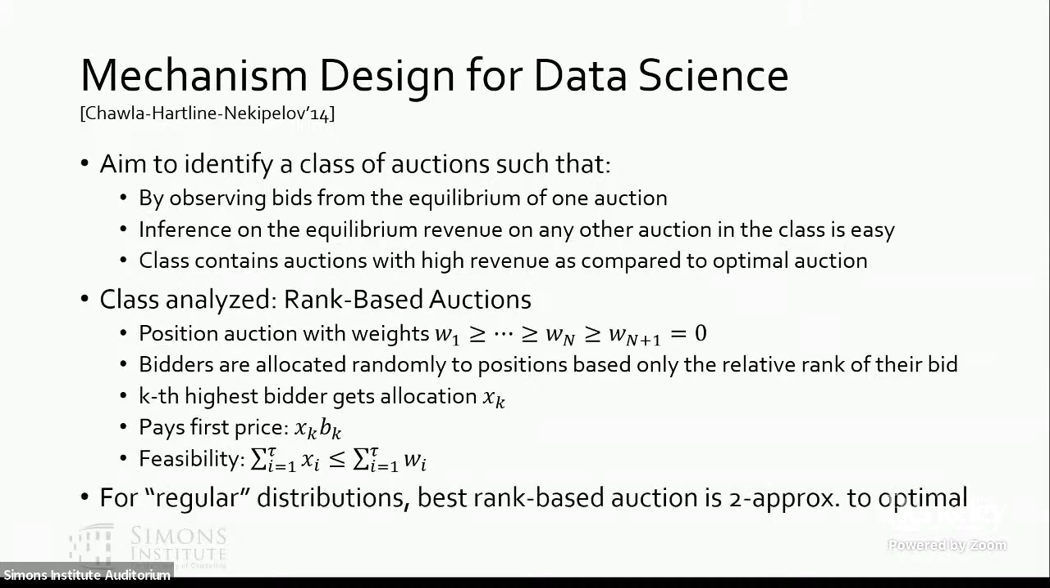And it is known that for regular distributions, the best such rank-based auction is a two-approximation to the optimal auction. So it achieves at least half of the revenue of the optimal auction for the given distribution of values.